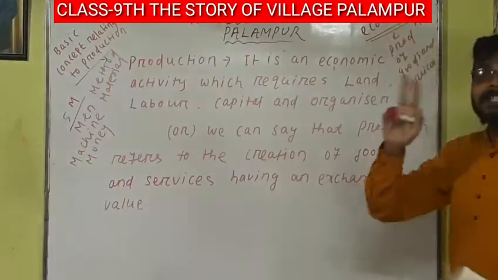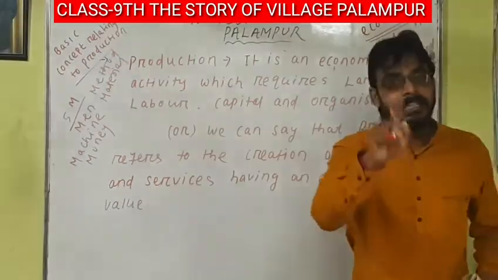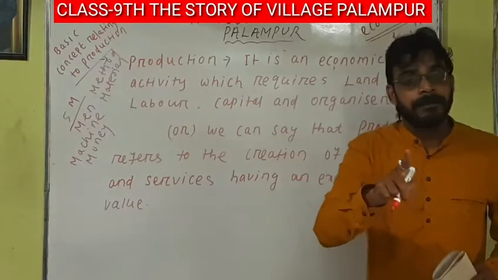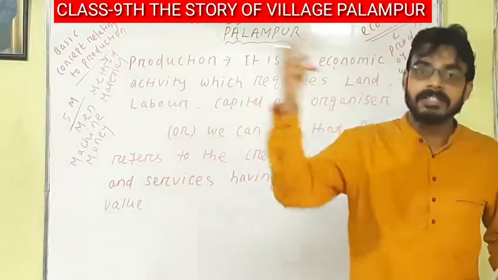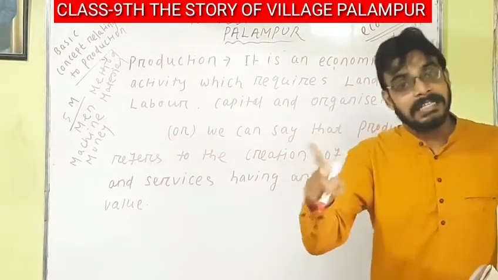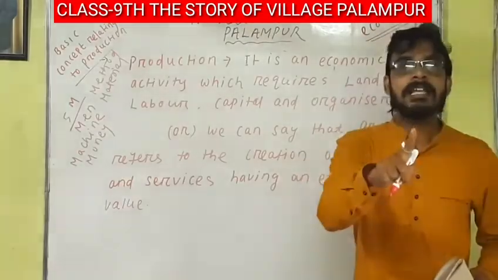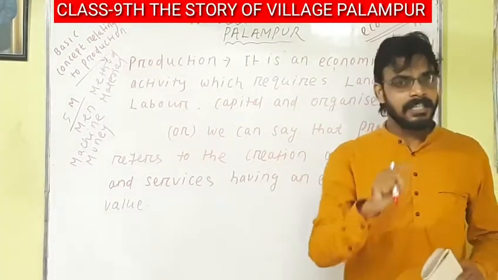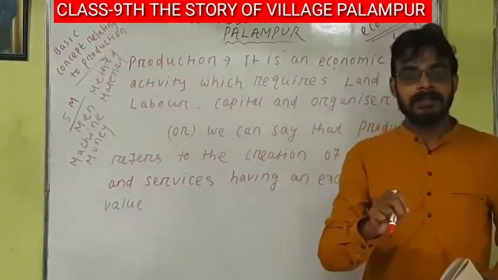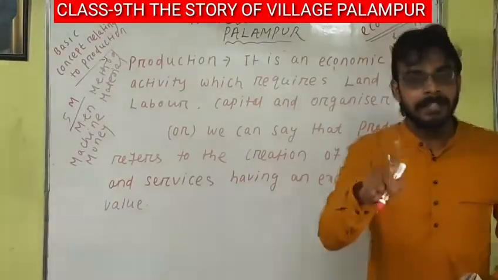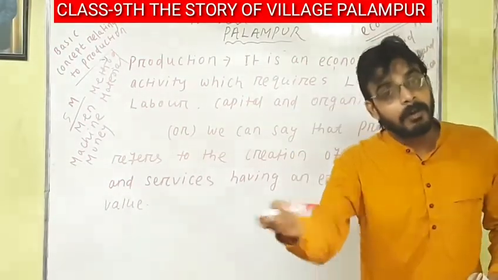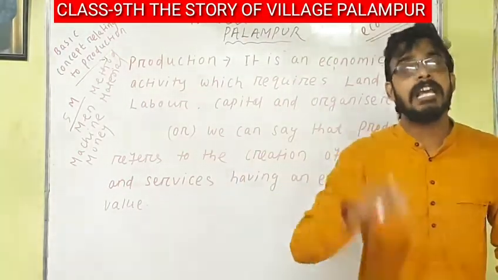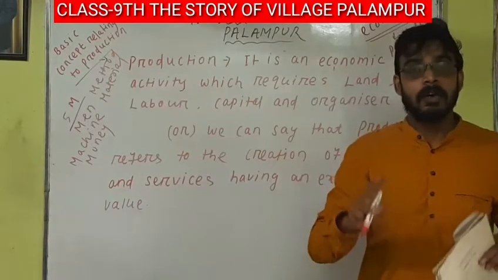Economic activities are of two types: market activities and non-market activities. If a farmer produces something to sell in the market to earn some money, that is also an economic activity, known as market activity. The second type is non-market activities. That means when someone produces something for self-consumption, not to sell in the market to earn profit, that is known as non-market activity.